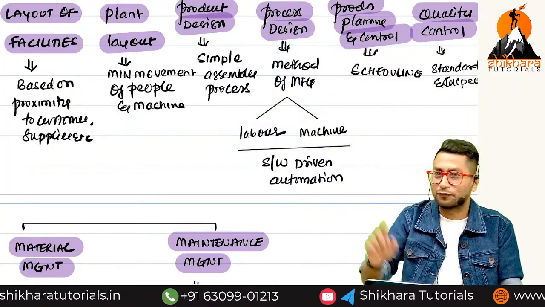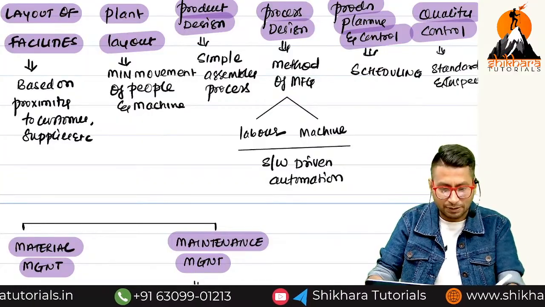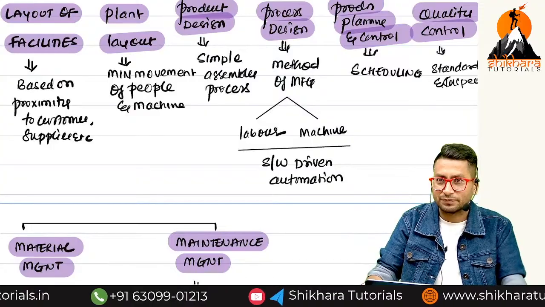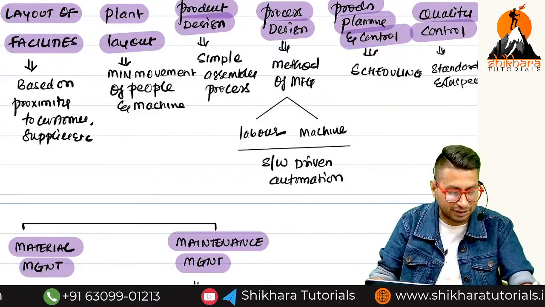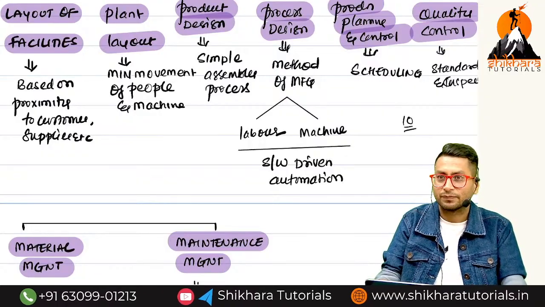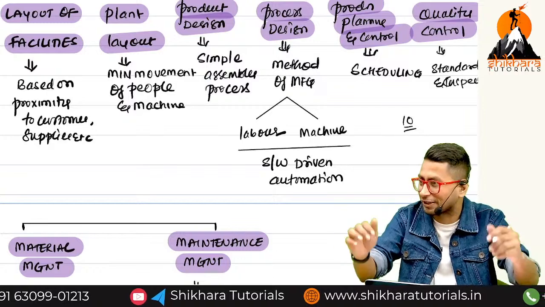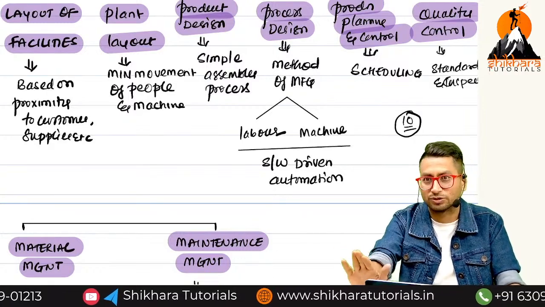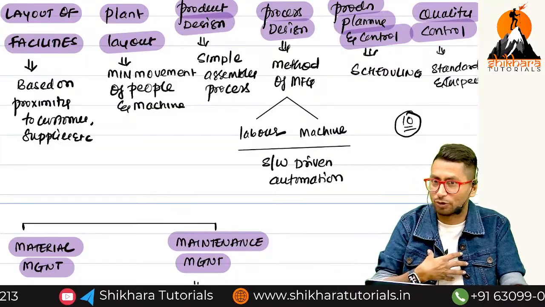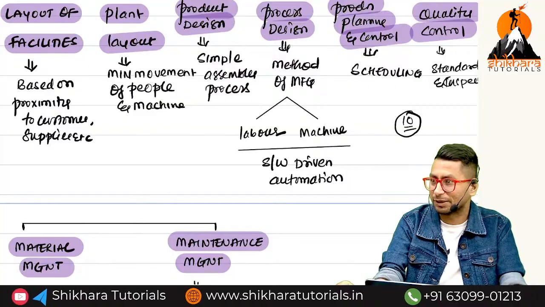1 2 3 4 5 6 7 8 9 10 11, these 11 people, you are all laborers. Now if labor is available, or I need, let us say, 10 laborers, how many are available right now in my factory? I have more than enough labor to do the work. So will I follow machine-based manufacturing or labor-based manufacturing? Labor-based manufacturing.